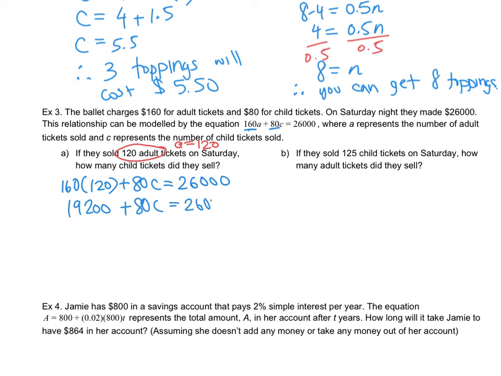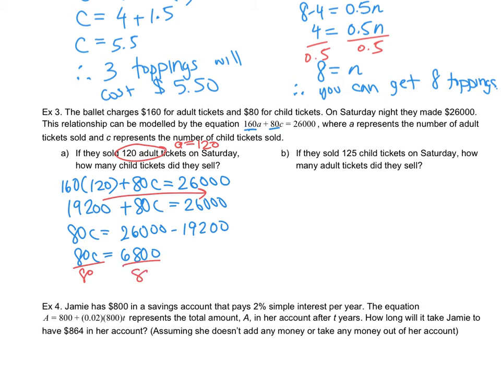Now that I've cleaned that up, this looks more like a typical two-step equation. So we can bring that 19,200 over, remembering to switch the sign, or something won't make sense later on. When we do that subtraction, we get $6,800 left. So that means we have $6,800 from the child tickets. Each ticket was $80, so we'll divide both sides by 80. If you get a decimal number, that will not make sense, but we did get a nice whole number of 85. So therefore, 85 child tickets were sold.